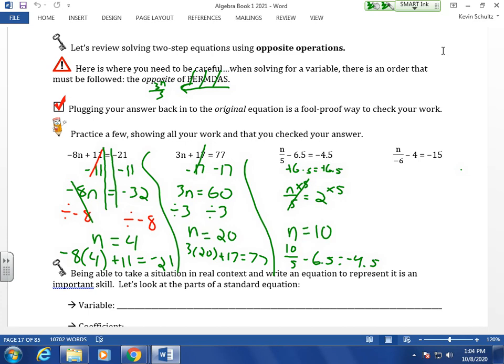The last one, very similar to this, we're going to start with that addition or subtraction. We're subtracting 4 in the original equation, so we're going to be adding 4 to get n divided by negative 6 equals negative 11. If you got negative 19, you went the wrong direction. Okay. Hopefully you caught yourself when you checked your answer, right? Negative 15 plus 4 is negative 11. Now we're going to multiply by negative 6. And we get positive 66 as a value for n.